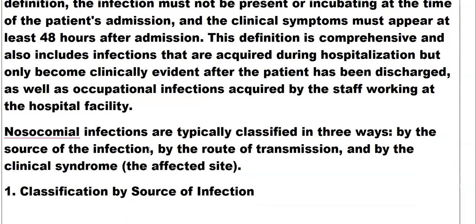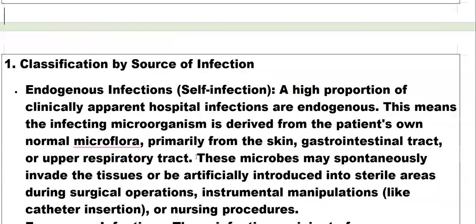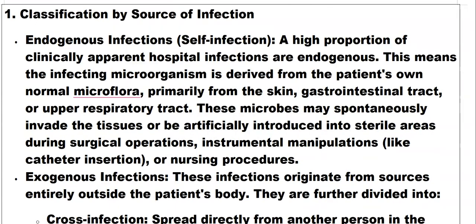Nosocomial infections are typically classified in three ways: by the source of the infection, by the route of transmission, and by the clinical syndrome. The first is classification by source of infection. Endogenous infection, or self-infection.